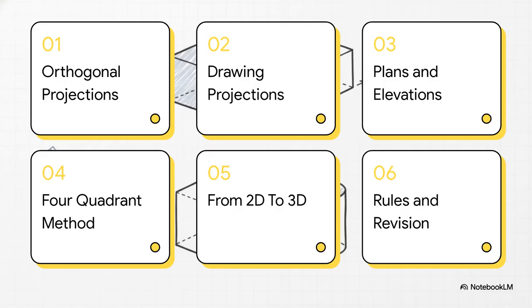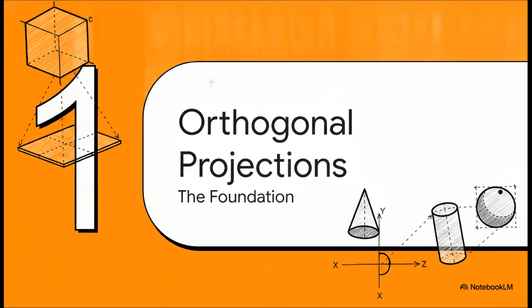Okay, let's take a building blocks approach for this. We'll start with orthogonal projections, move into drawing projections, then tackle plans and elevations. After that, we'll hit the four-quadrant method, translate from 2D back to 3D, and finally wrap up with essential rules and revision. Let's jump right into part 1, orthogonal projections.